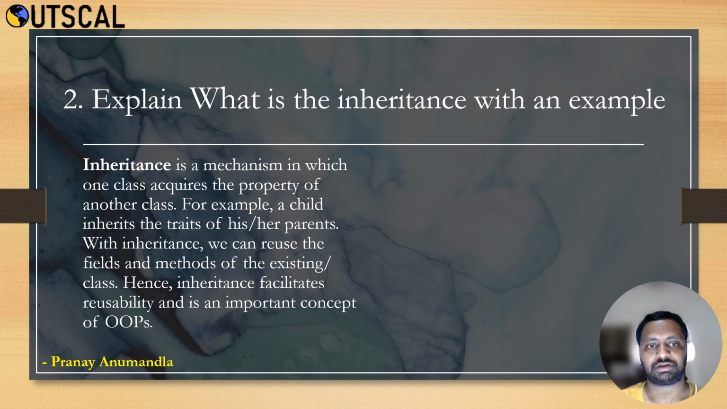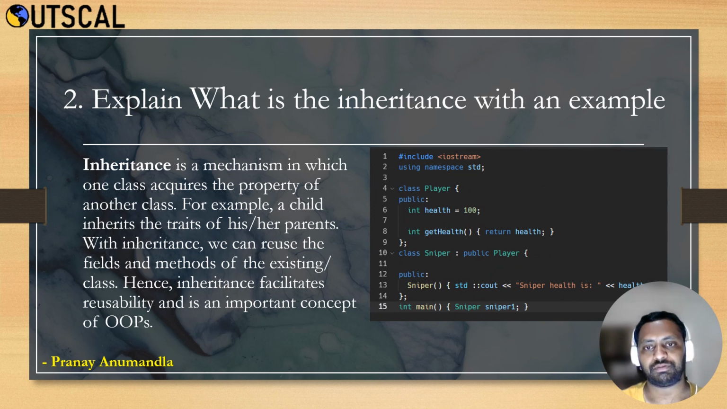For example, a child will inherit from its parents. This is how the syntax will be. We derived a player class and we derived sniper from the player class. We can access the base class variables or functions from the derived class. This is the result. So we are able to access the health variable and the health value as well.